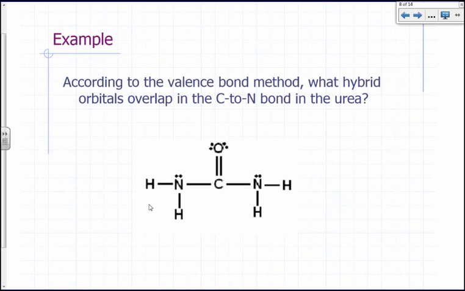Okay, so let's apply those to this question right here. According to valence bond method, what hybrid orbitals will overlap between the carbon and nitrogen in this structure for urea? So this is urea. So this carbon to nitrogen bond, what would be the hybrid orbitals involved in the overlap?